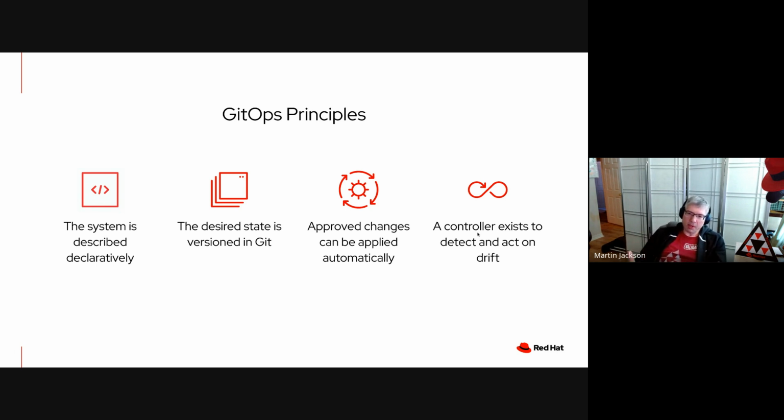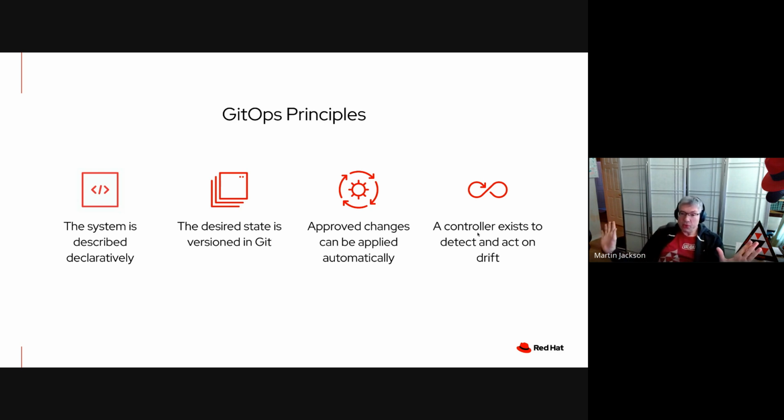Approved changes can then be applied automatically. That's another way of restating the Git workflow thing. And then the controller exists to detect and act on drift, which means you have something that is continuously running that looks at what the desired state is and what the current state is. And if there's a discrepancy between the desired state and the current state, then that controller exists to try and reconcile that difference, to apply that change and to make it so that the desired state is the running state.